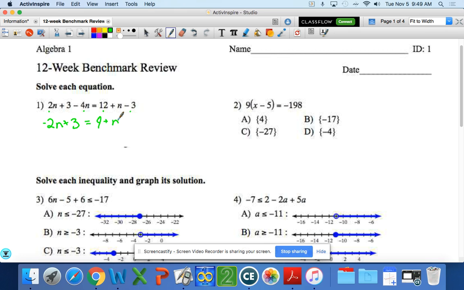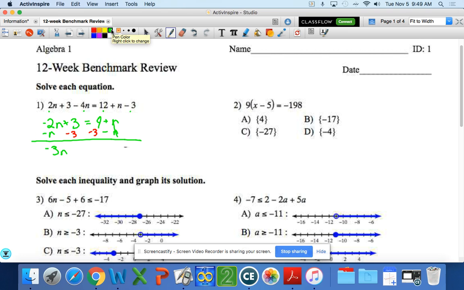Okay, that's those combined. And now I've got to gather all my variables on one side. So I'm going to subtract n from both sides. I get negative 3n on the left, whereas these go away entirely. At the same time, I'm also going to go ahead and just subtract 3 from both sides. I'm going to collect all my n's on the left side and all of my just regular numbers, whole numbers, on the right-hand side here.